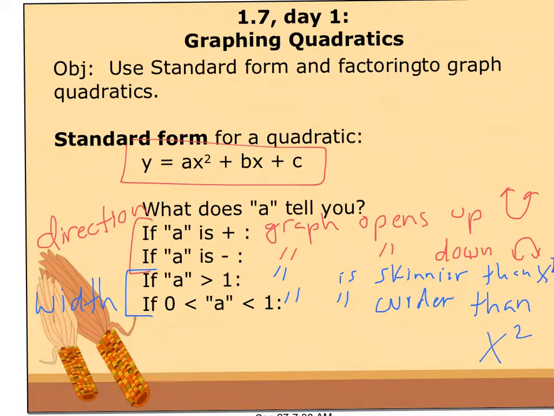All right, so direction and width, those are two big elements of a quadratic graph, and this number in front of x squared, that's the number that tells us what it's all about. Which way does it open and how wide is the graph?